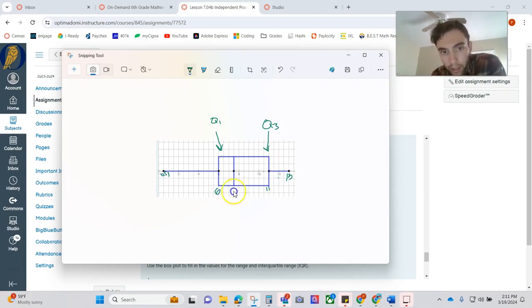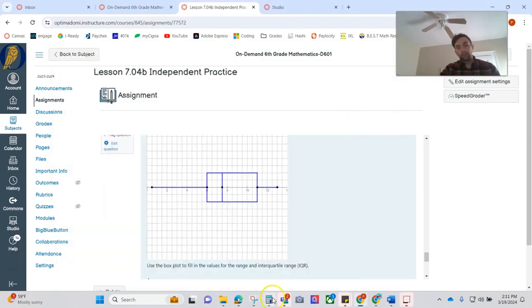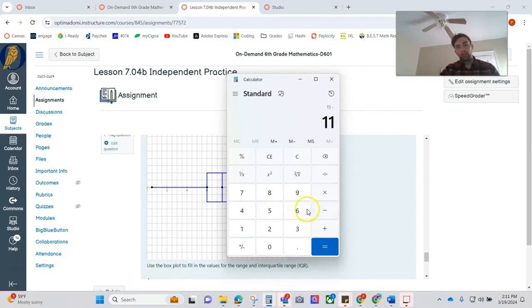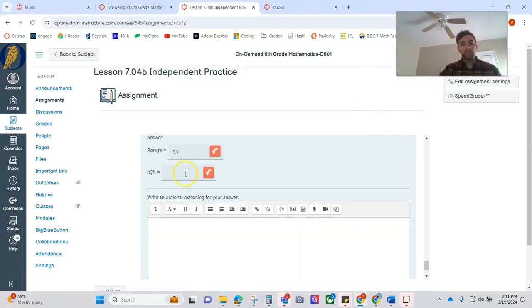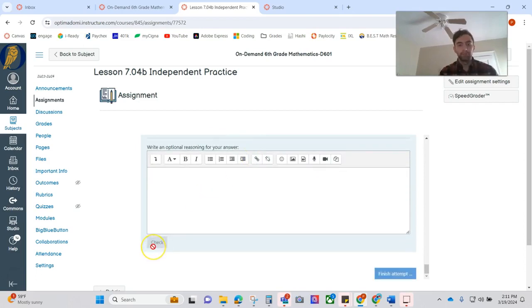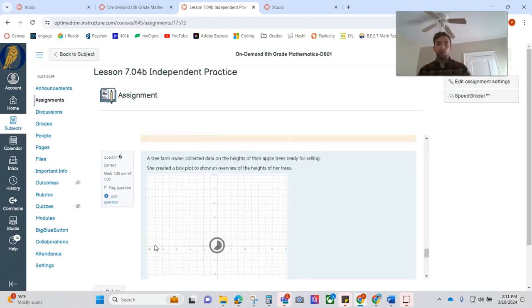Quartile 3 is 11. The smallest of the box numbers is 6. Quartile 1 is 6. So to find the interquartile range, the range of the quartiles, let's subtract 11 by 6. 11 minus 6 is 5. You probably could have done that in your head. So could I. But sometimes it's nice to use that calculator.